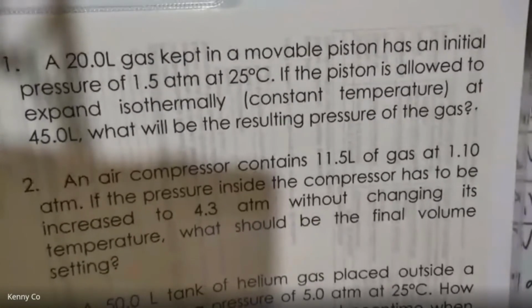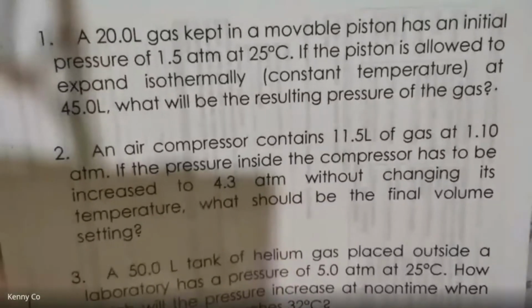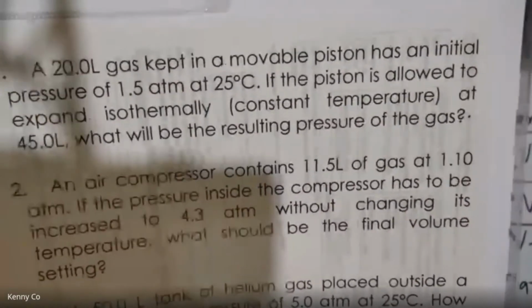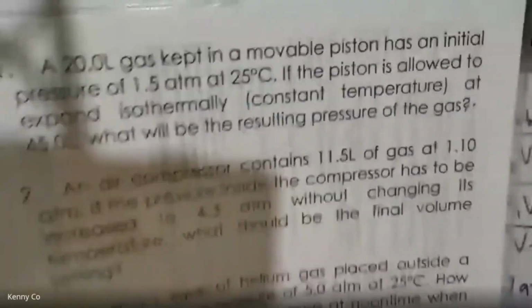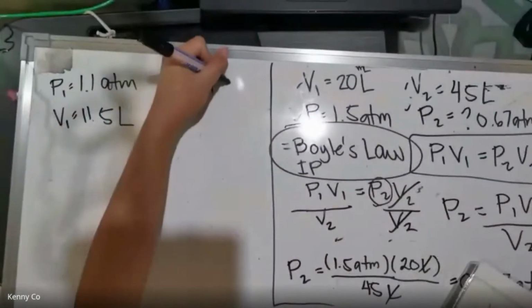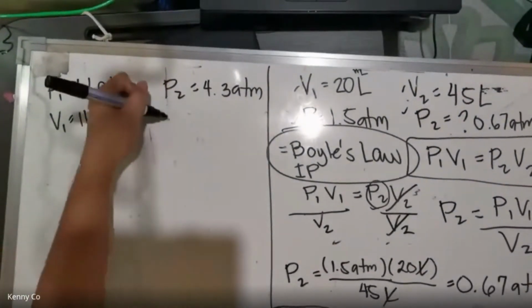What else ang mga given? Volume. The volume is 11.5 liters. Next, yung 4.3 atm, ano yan? Initial or final pressure? Final. Okay, final pressure. So P2 is 4.3 atm. At hanapin daw natin ang final volume.